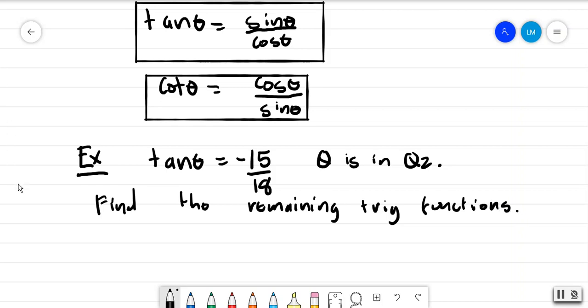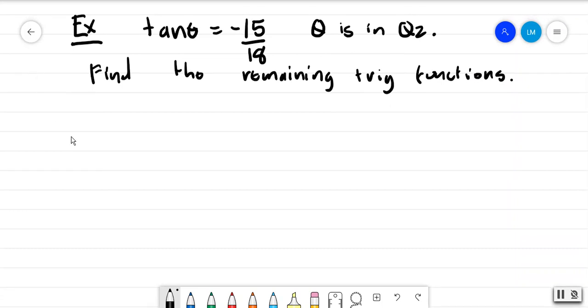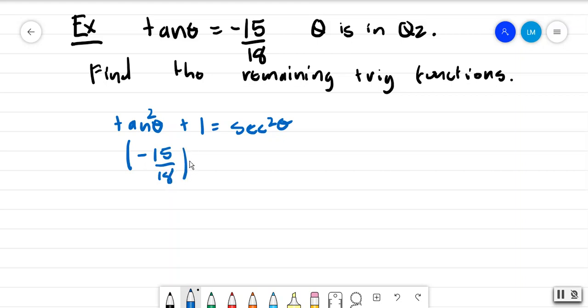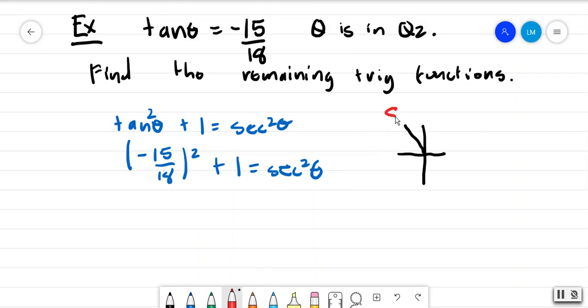Okay, now we have many different methods that we can use. We can use the fundamental identities or whichever you want. So, for example, we can use tangent squared theta plus 1 equals secant squared theta. What we'll do here is plug this in as negative 15 over 18, squared, plus 1 equals secant squared theta. Now we're already told that theta is in quadrant 2. So if it's in quadrant 2, the only one that's going to be positive is sine.